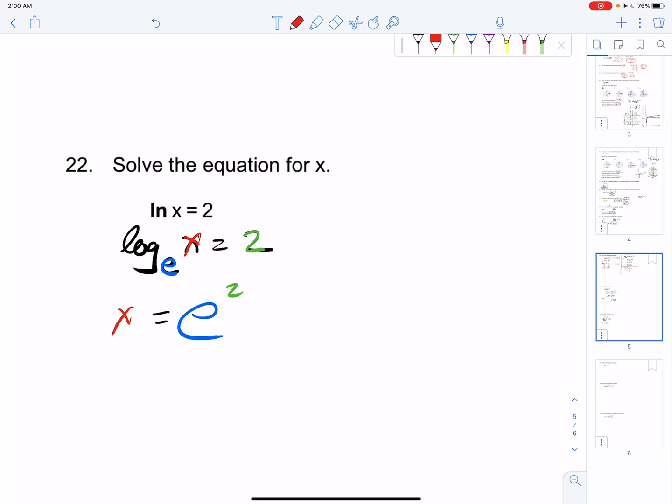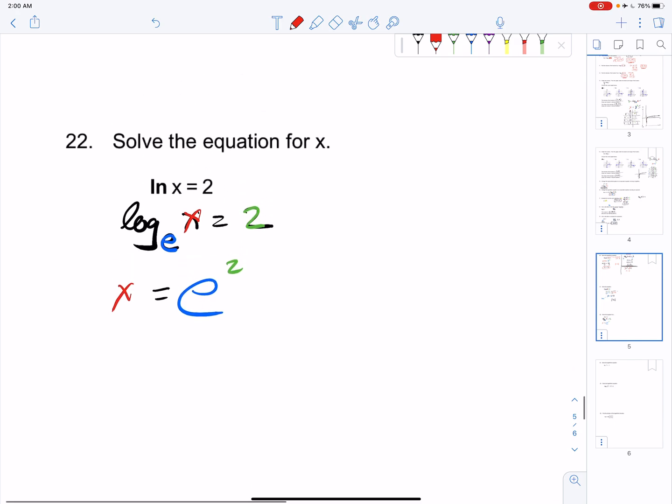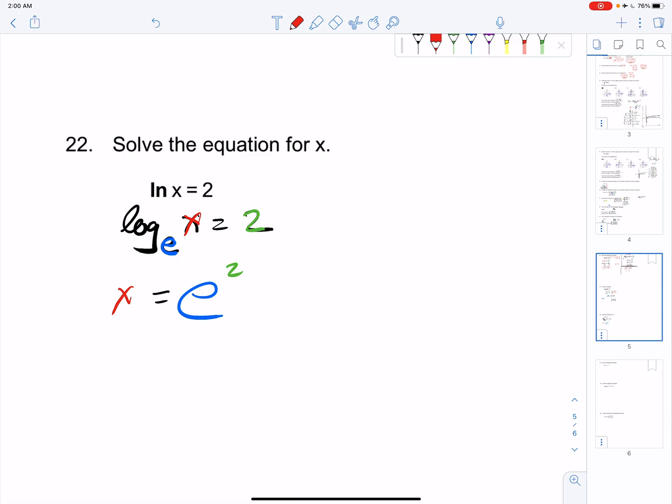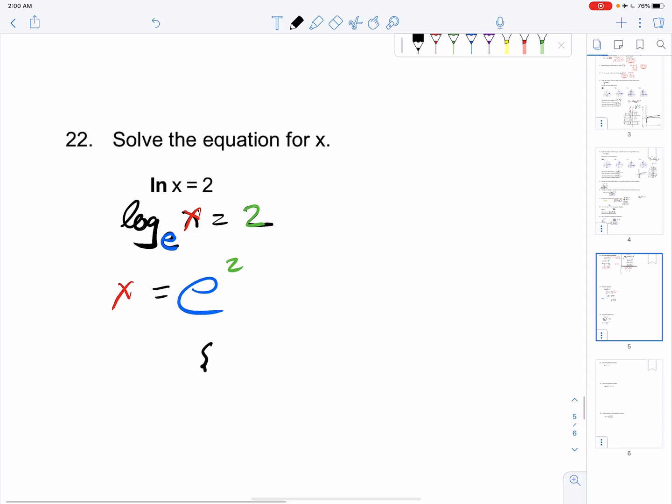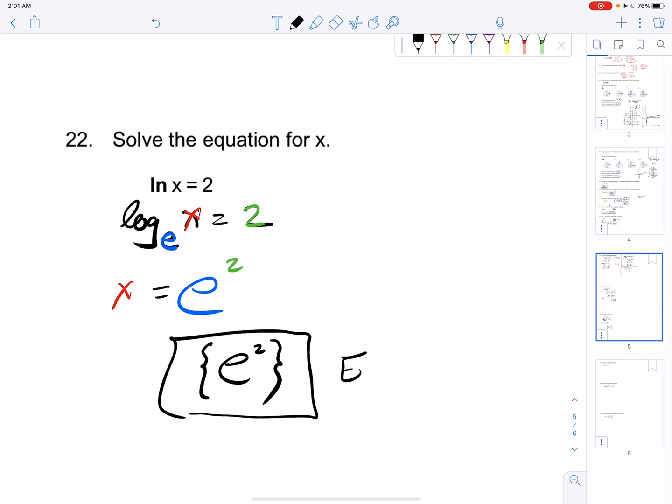Awesome. On this particular problem, I erased some of this stuff because it was kind of bulky and I wanted space to work. This problem says it wants its exact answer. You could put this in the calculator because you do have an e button, but it wants the exact answer. So the exact answer is e to the second, because once you put it in the calculator, it's an approximate answer. This is called exact.